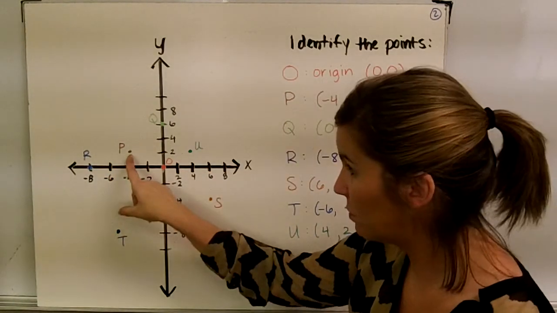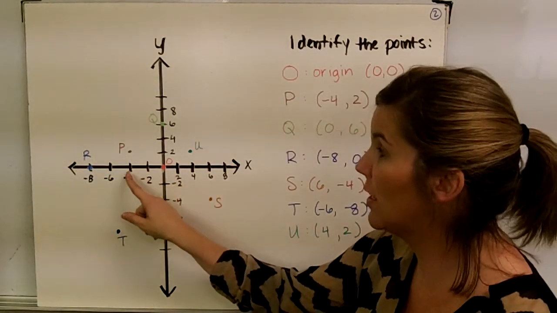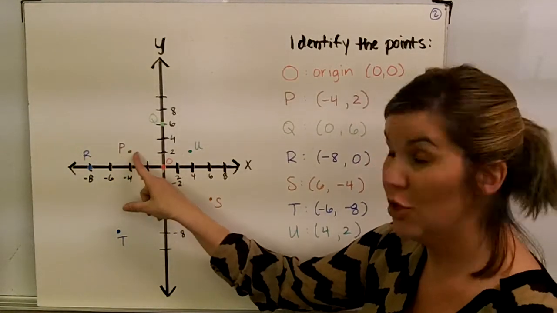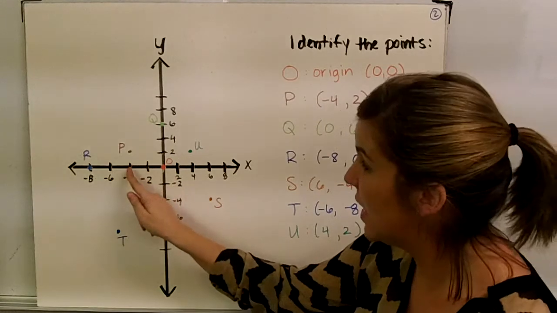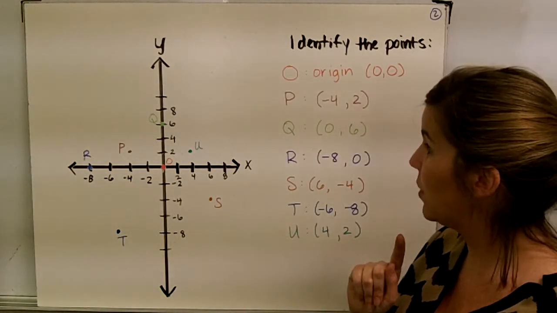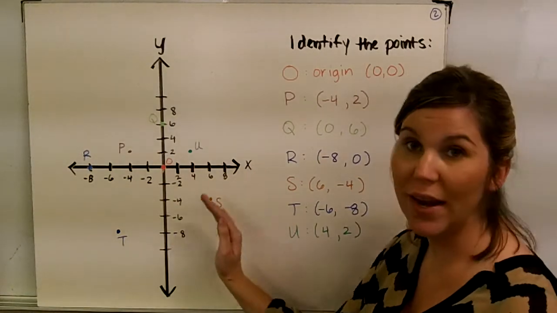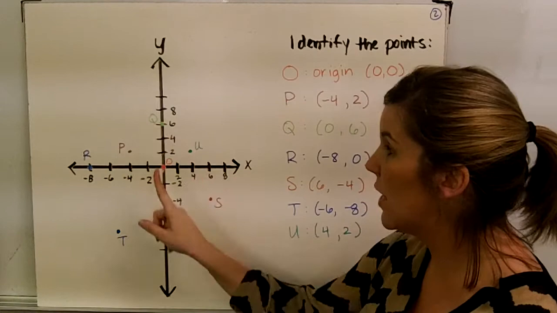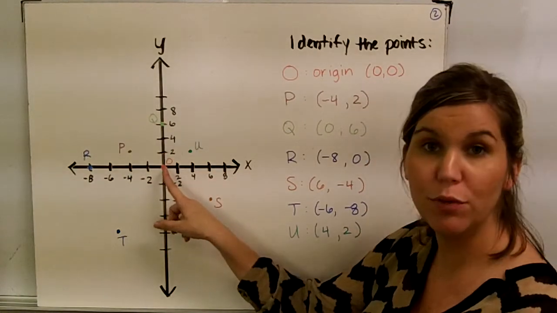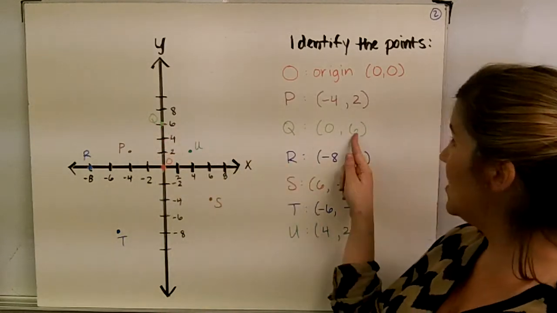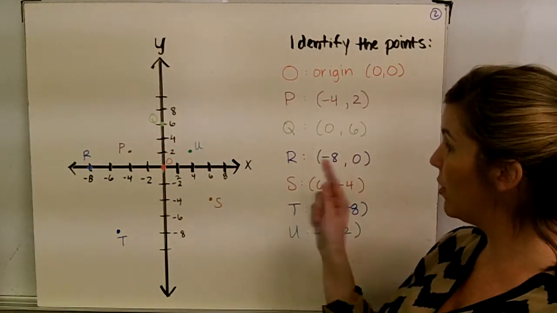P. Here's P. If you move to the left, your x value is negative, and you go up, your y value is positive. So negative 4, up 2 is the ordered pair for P. We always move left or right and then up or down. Q. Q is located straight up. So we did not move left or right, so our x value is 0, and we moved up to 6. So positive 6 is our y value.